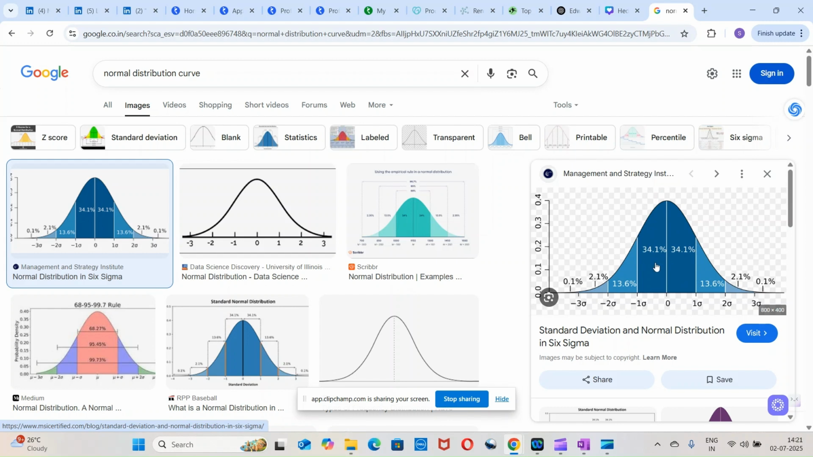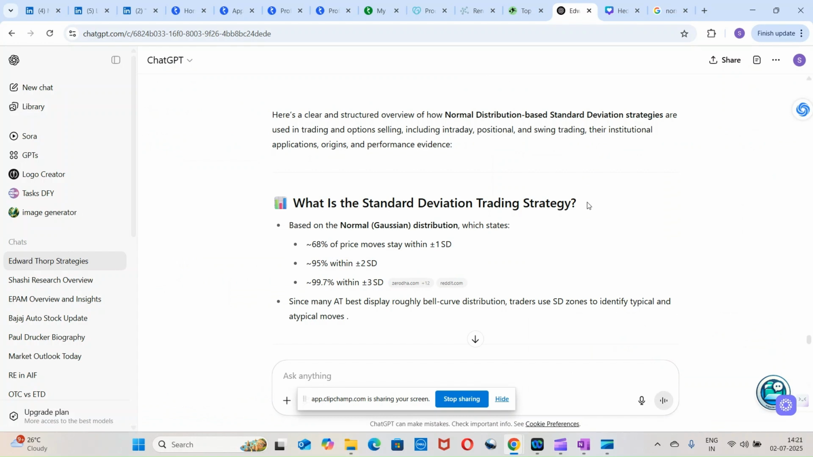this 34.1% is one standard deviation to the left, and 34.1% one standard deviation to the right, and 13.6 plus 34 is two standard deviations to the right. Similarly, 34.1 plus 13.6 is minus two standard deviations, and if you add 2.1 to it, it's minus three standard deviations, then 0.1 and 0.1. So this is what this model is. And yeah, let's get into the strategies.